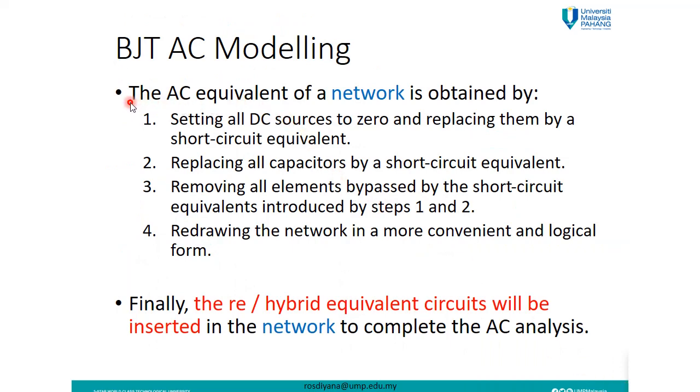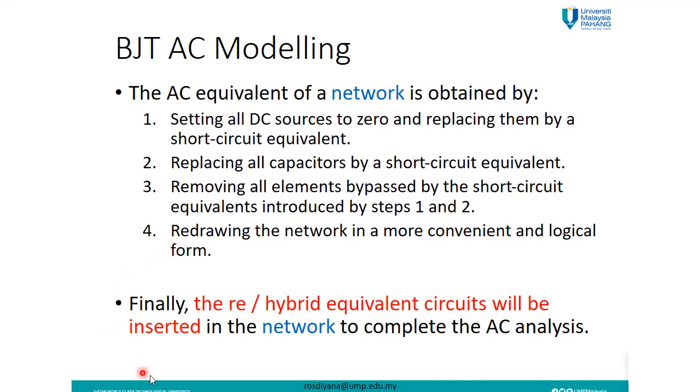The AC equivalent of a network is obtained by, first, setting all DC sources to 0 and replacing them by a short circuit equivalent. Second, replacing all capacitors by a short circuit equivalent. Third, removing all elements bypassed by the short circuit equivalent introduced by step 1 and step 2. Fourth, redrawing the network in a more convenient and logical form. Okay, this is for the AC equivalent of a network only.